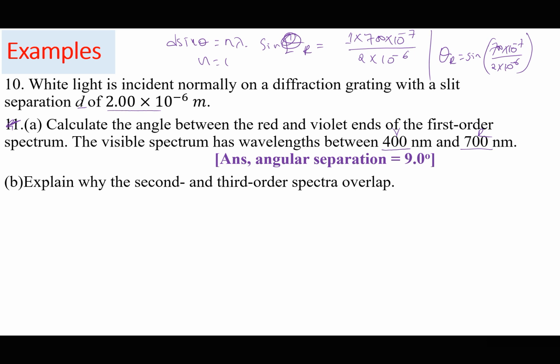So 700 times 10 to the power of minus 7 divided by 2 times 10 to the power of minus 6.